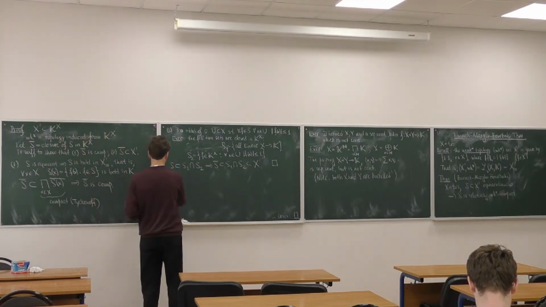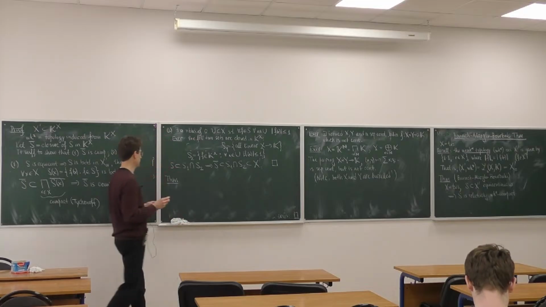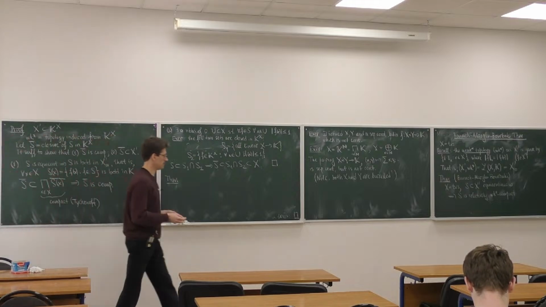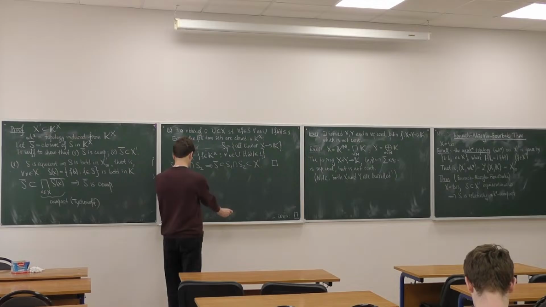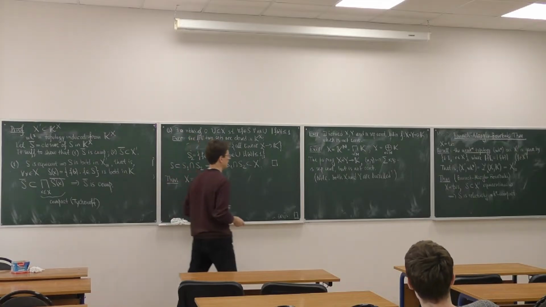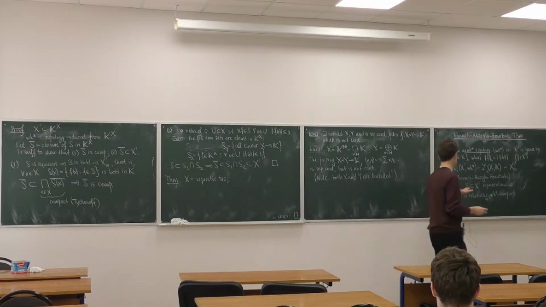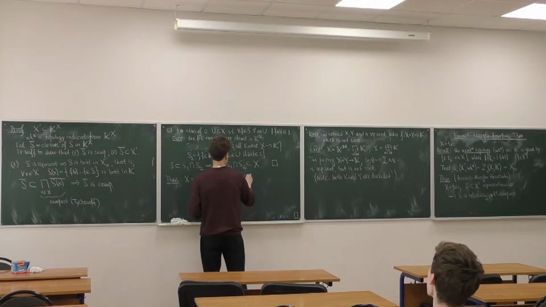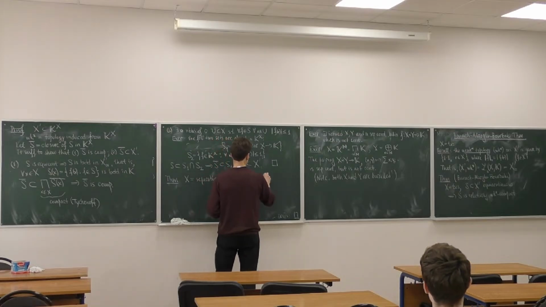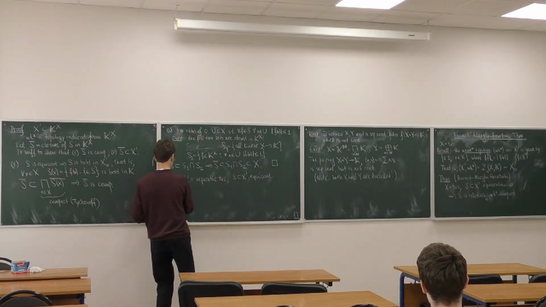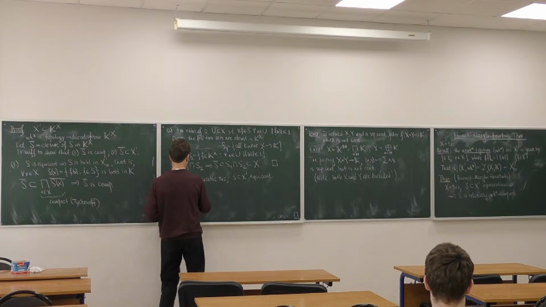the next result is a useful improvement of the Banach-Alaoglu-Bourbaki theorem for separable spaces. So suppose that X is a separable topological vector space, and as here, S is an equicontinuous subset in X prime. And I claim that in this case, S is metrizable.